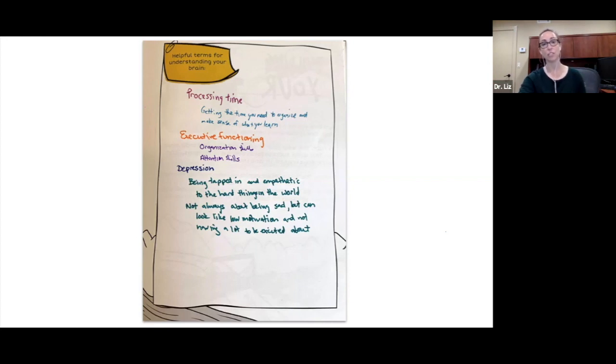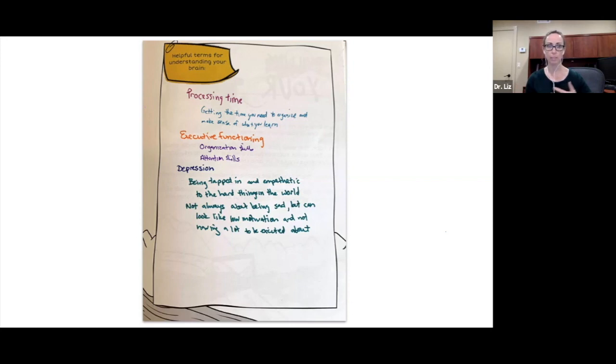And then we had to introduce depression. And thinking about what's beautiful and amazing, putting that emphasis on being tapped in and empathetic to the hard things in the world, the things that are going on with your friends, that your brain is particularly perceptive of these things. And then it's not always about being sad, but can look like low motivation and not having a lot to be excited about. And she agreed that she was connecting with all of these things and that she really wanted to feel more connected and find that motivation. And so framing it in this way helped her to be able to see why working with a therapist was going to be really important.